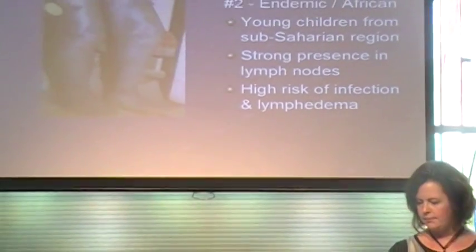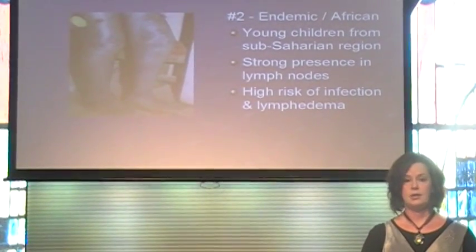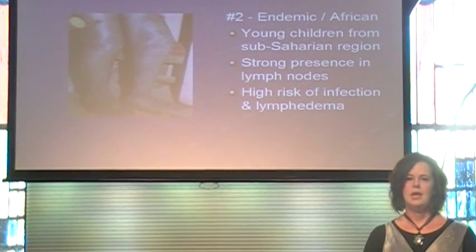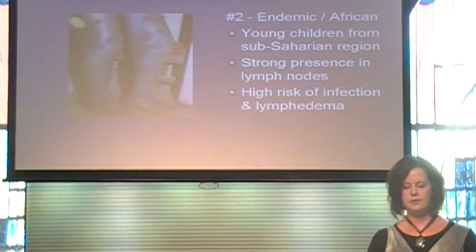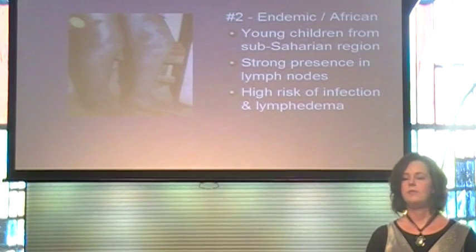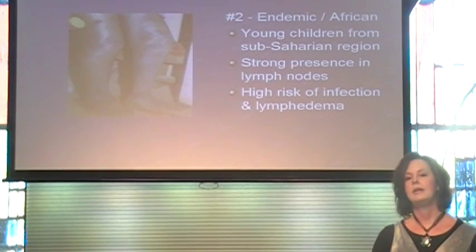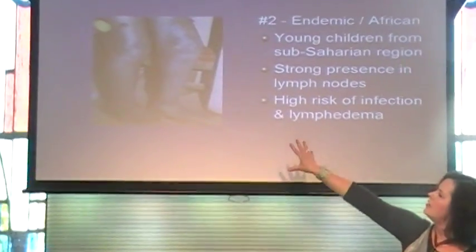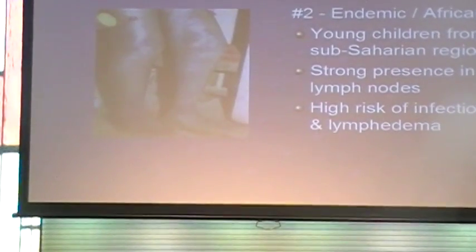The second type is endemic African, and it typically affects young children from the sub-Saharan region. It presents strongly in the lymph nodes and runs a high risk of infection due to ulceration and lymphedema. If you can see on the picture, there's an ulcerated area, and you can note the lymphedema in the photograph.